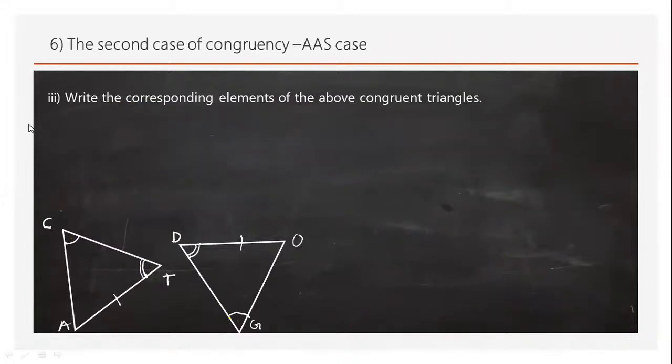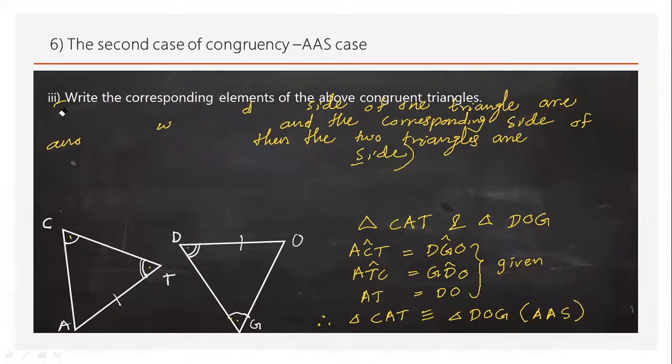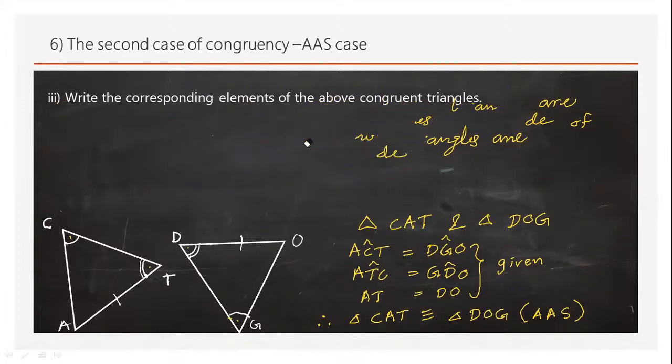Next one, the second case of congruency, that is, write the corresponding elements of the above congruent triangles. We have mentioned the congruency earlier. These two triangles are congruent. So corresponding elements, we already proved that. We are going to write the corresponding elements of the above congruent triangles. Already we proved they are congruent. What are the corresponding elements here?